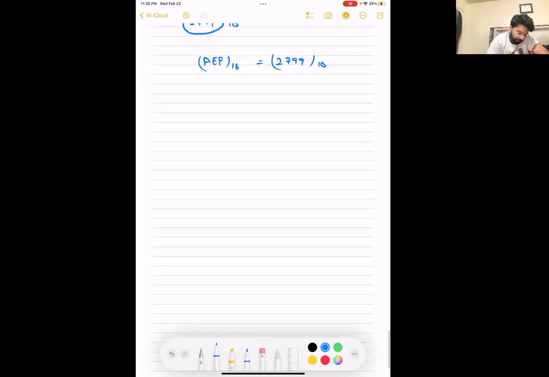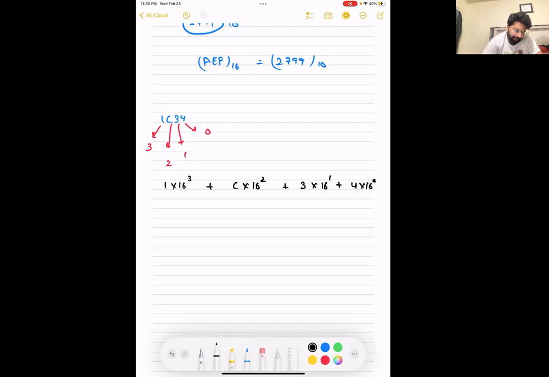Okay, let's do another problem. 1C34. We're gonna assign positions again. So this is zeroth position, this is first, this is second, this is third. We're gonna do the similar thing. So 1 multiplied by 16 to the 3, because 1 is on the third position, right? Plus C, which is at the second position. So we're gonna write 2 plus 3, which is at the first position, plus 4, which is at the zeroth position.